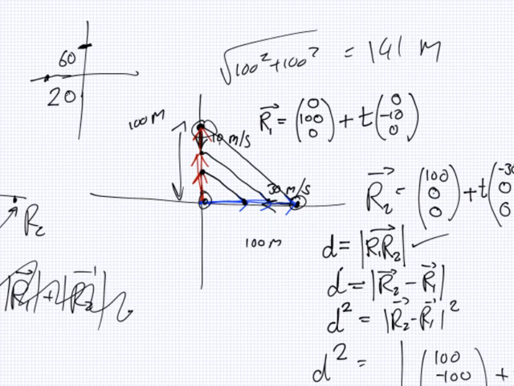Why 20? What's 30 times 4? 120. 30 times 4 is 120. Sorry. So it's moved 120 to the left. So at this point, this is when they are closest.